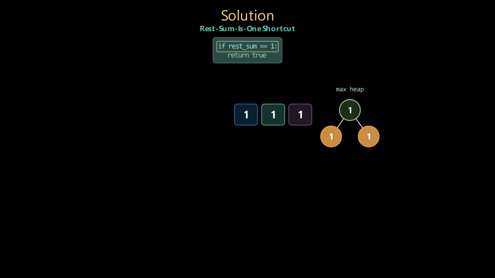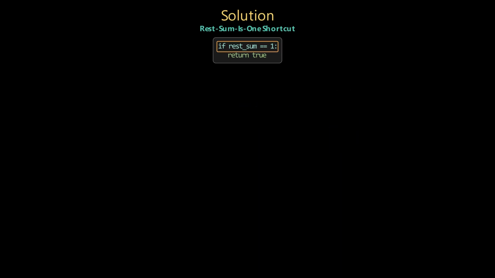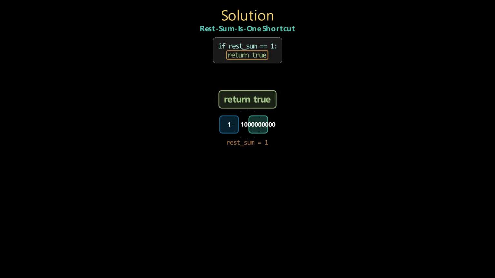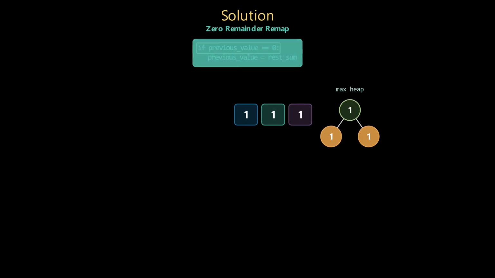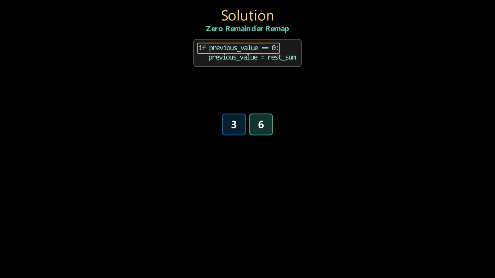When the rest of the field sums to exactly 1, any large maximum is valid, so we return true immediately without modulo. That is why 1 and 1 billion is easy. When modulo would zero out a card, we remap to the rest sum instead. Our origin floor is 1, not 0.